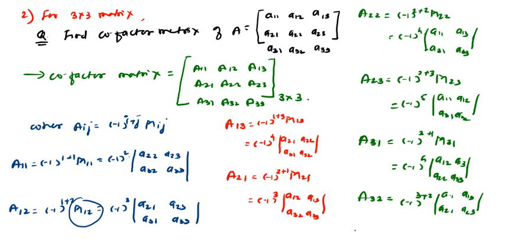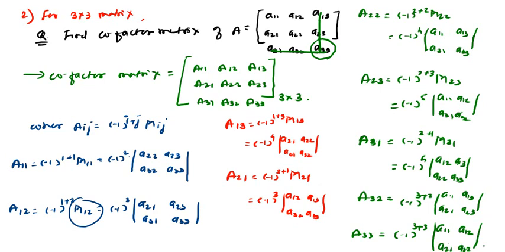On similar basis we can find this element A33, which will be minus 1 raised to 3 plus 3 and the minor of the element A33. This is the element A33. So hide the row and the column where the element is present. So what remains? A11, A12, then A21, A22.